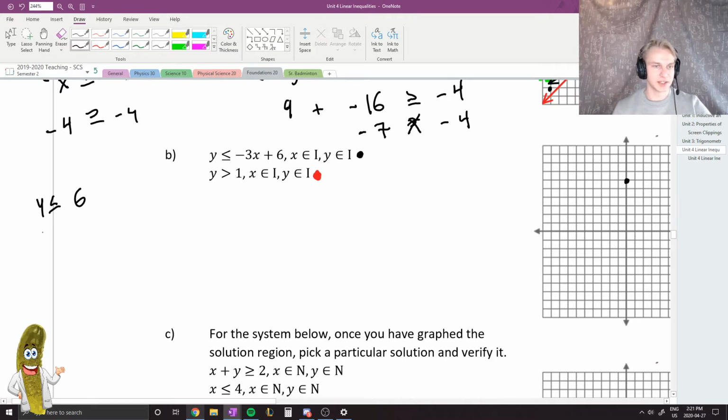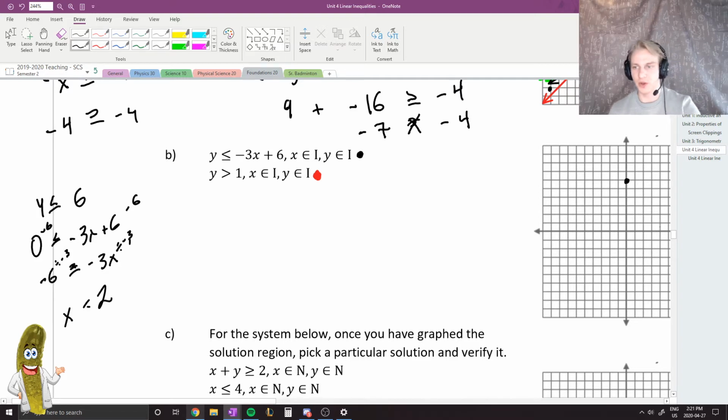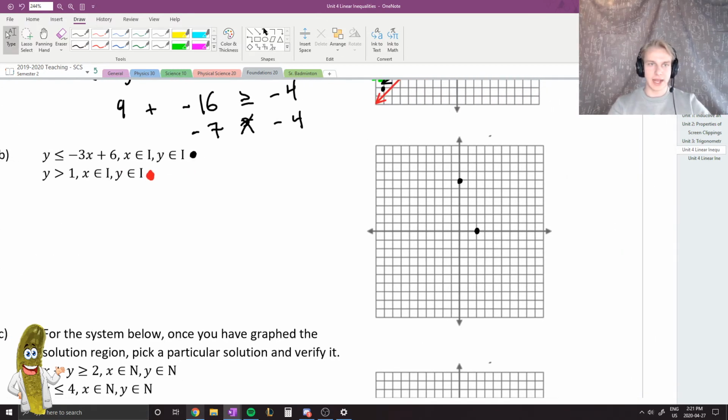If I want to find the x-intercept, I set y equal to 0. So 0 must be greater than or equal to negative 3x plus 6. I would subtract 6 from both sides. We have negative 6 less than or equal to negative 3x. Divide both sides by negative 3, and then we get x is equal to 2. So we know our x-intercept there would be 2. As I said, I'm just using intercept form to keep things fairly straightforward and simple for us, rather than doing mx plus b over and over again.